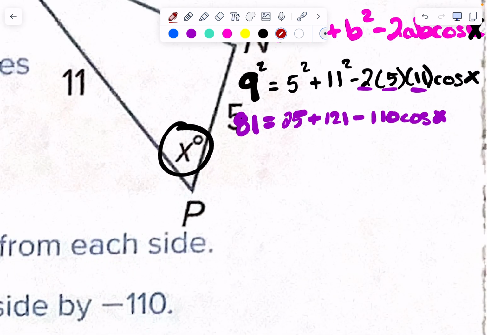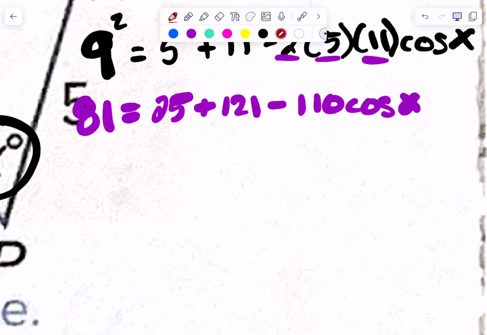Inverse cosine of 81? No, nope. Wrong. It's going to give you a domain error if you do inverse cosine of 81. All right, here we go. Are you guys all watching? You've got to move everything over.